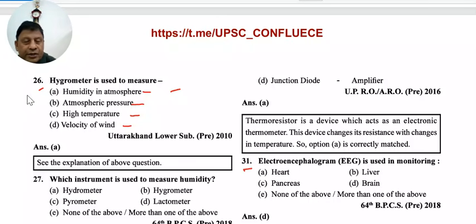Then come to this question. Electroencephalogram, EEG, used in monitoring which organ? Heart no, liver no, pancreas no, yes brain, right? So the EEG is used in monitoring the brain. So the right response is D. Remember.